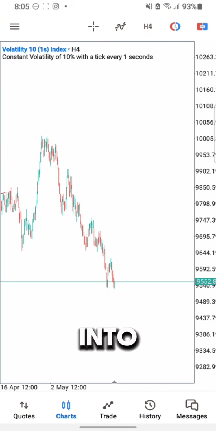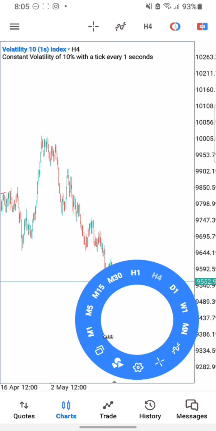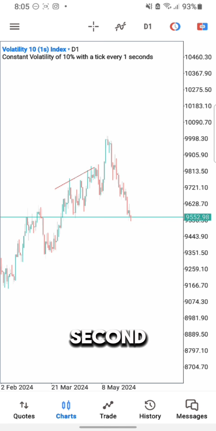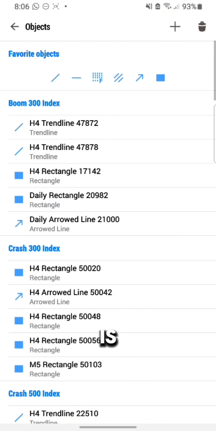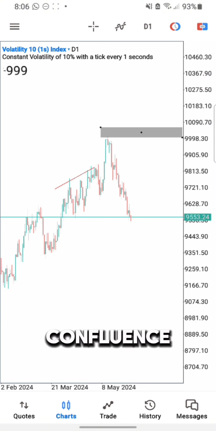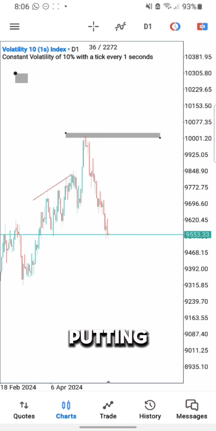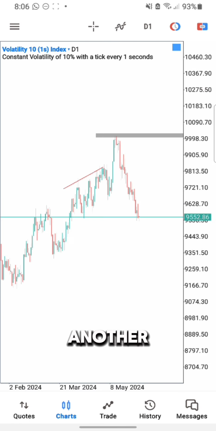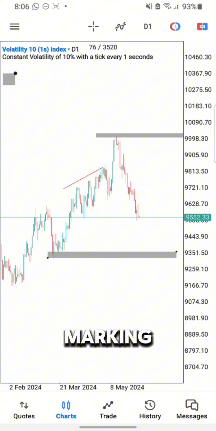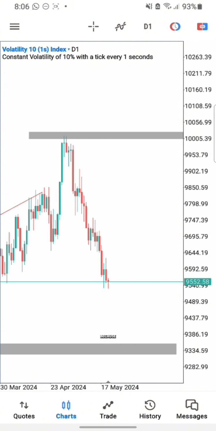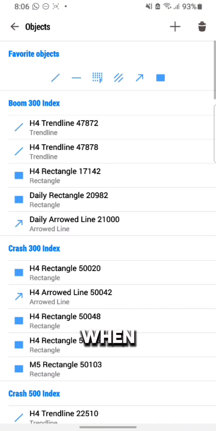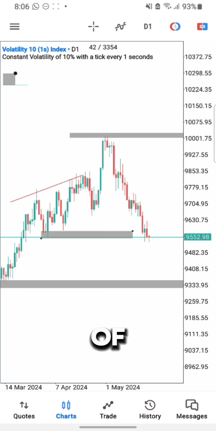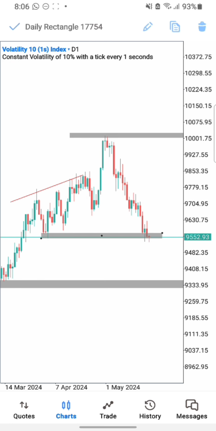So let's jump right into it. So we are going to start with volatility 10 1 second. So in volatility 10 1 second, what we have to first do is mark the major areas of confluence, that is the resistance line that I'm putting the block right there, and also we make another major line that is marking support. So these are important because you would want to know when the market is going to face a little bit of challenge before it proceeds where it is supposed to go.